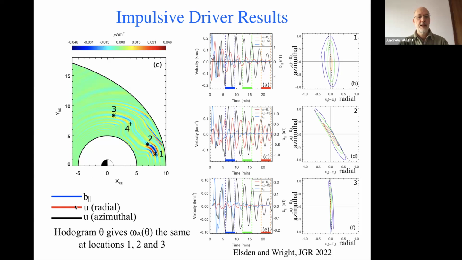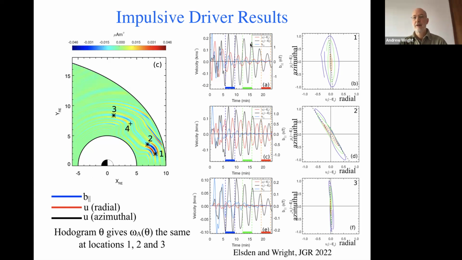There's also a radial plasma velocity shown in red. This early on is associated partly with the fast mode, and then there's a little bit associated with the Alfven wave later on. But you can see the red, that's the radial velocity, is much smaller than the azimuthal one.